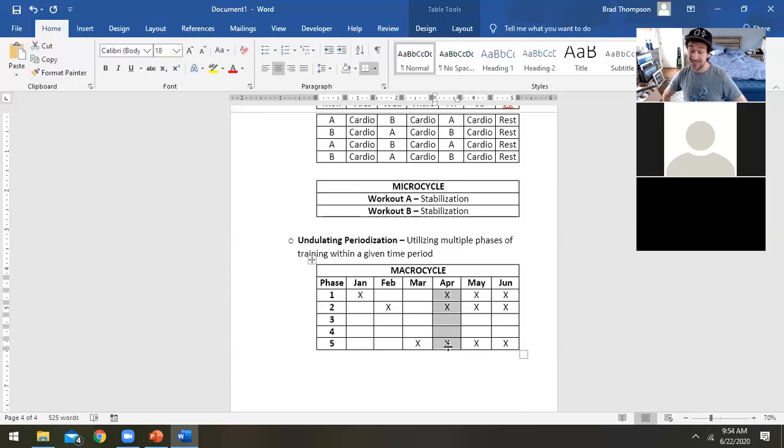Let me tell you, this is going to be like my biggest challenge. This works so much better on a whiteboard. All right, so there's our macro cycle.